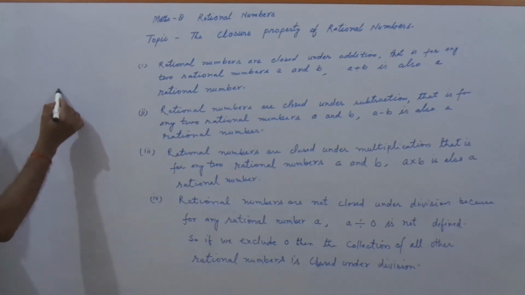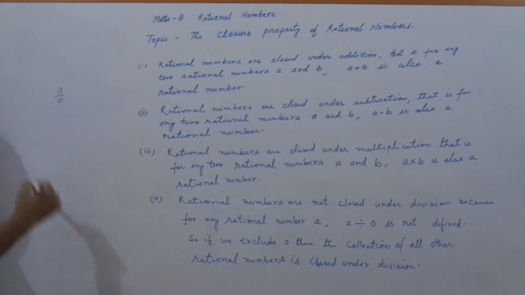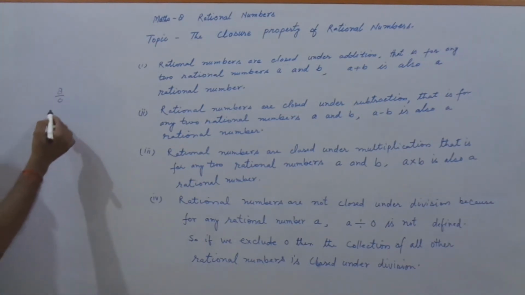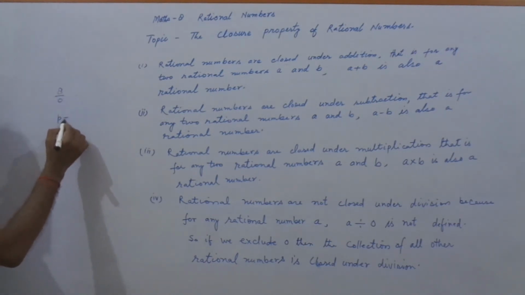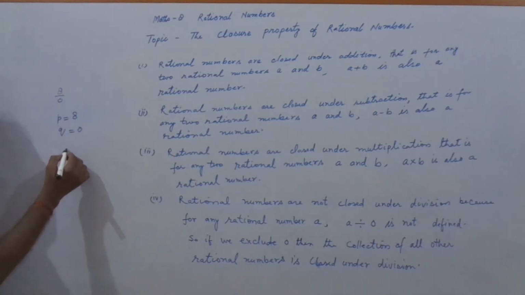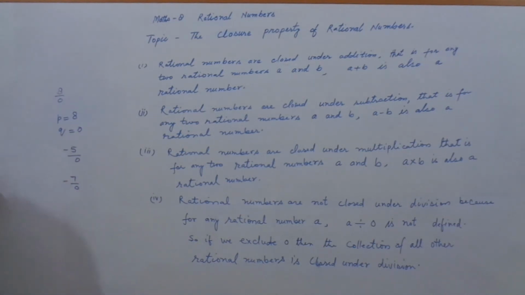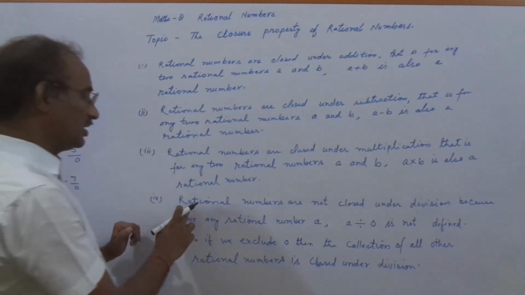If we divide 8 by 0, then 8 by 0 is not defined. Here the value of p is 8 and the value of q is 0. So 8 upon 0 is not defined. Similarly, minus 5 upon 0 is not defined. Minus 7 upon 0 is not defined. Hence we can say that rational numbers are not closed under division.